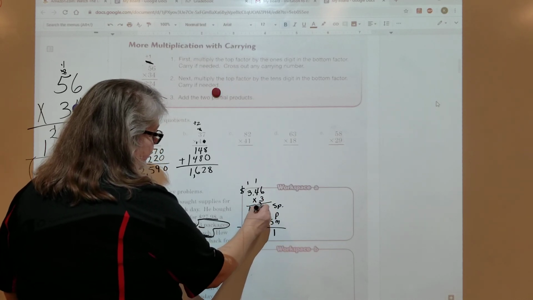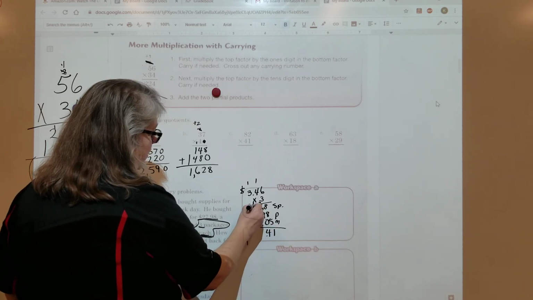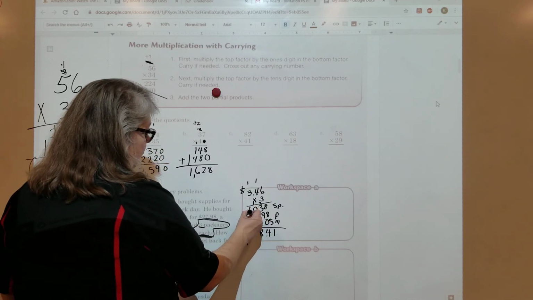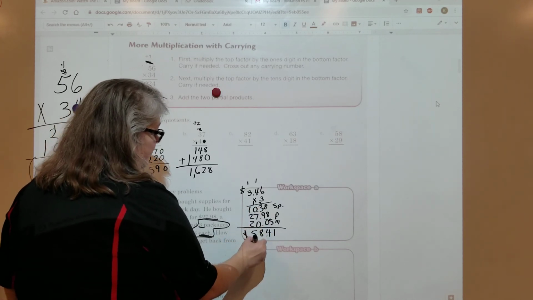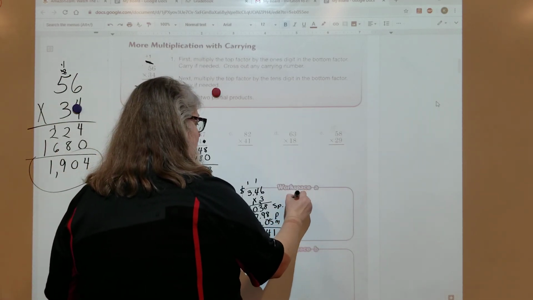2 and 3 is 5. 5 and 9 is 14. Carry the 1. 1 plus 0 plus 7 plus 0 is 8. 1 plus 2 is 3. That's the total cost. So we're going to go up here and rewrite the total cost.